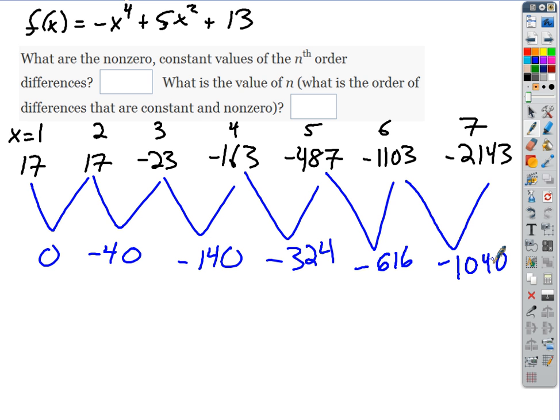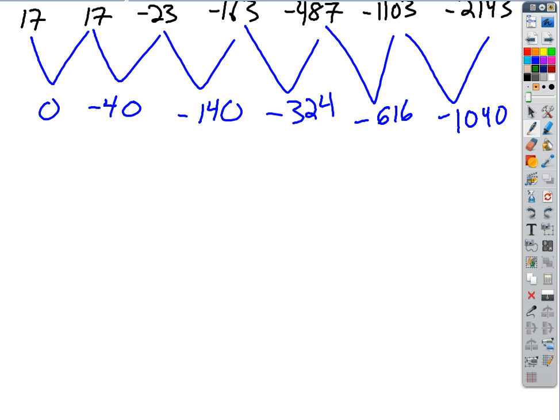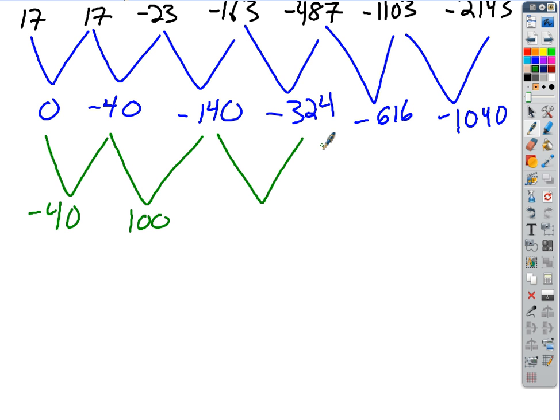So those are obviously not constant. We got to go again. So we'll scoot down, do the same thing again. Negative 40 minus 0 is negative 40. Negative 140 minus negative 40, 100. Right? Because I'm subtracting a negative. Negative 324 plus 140 is negative 184. Okay. And then here I'm going to get 282. No, 292? 292. Yeah.